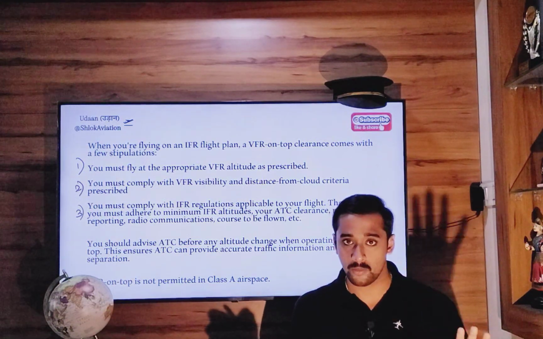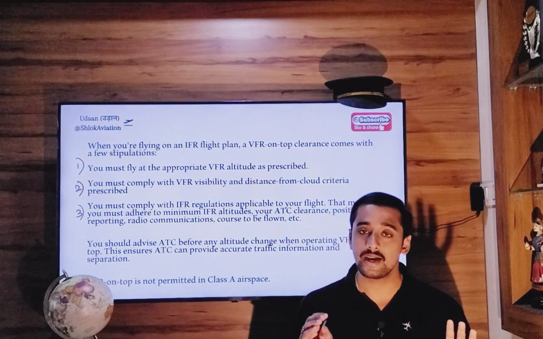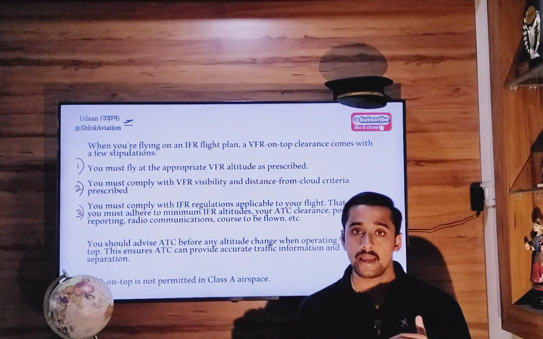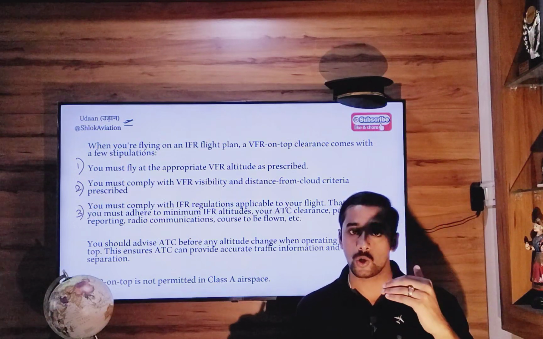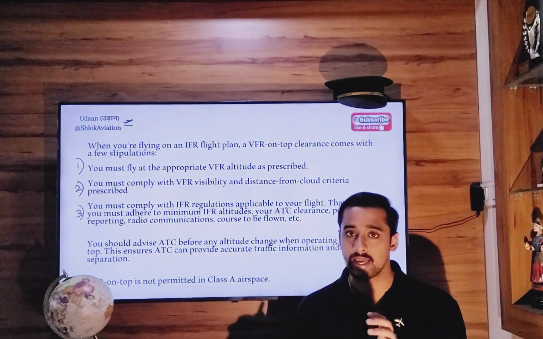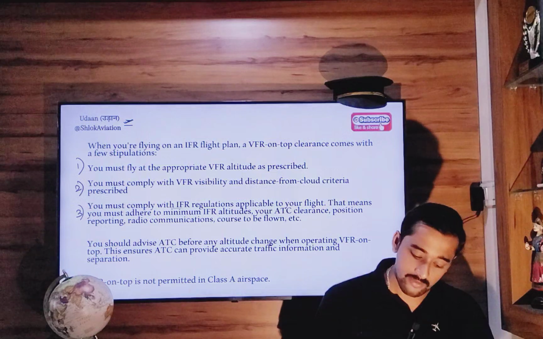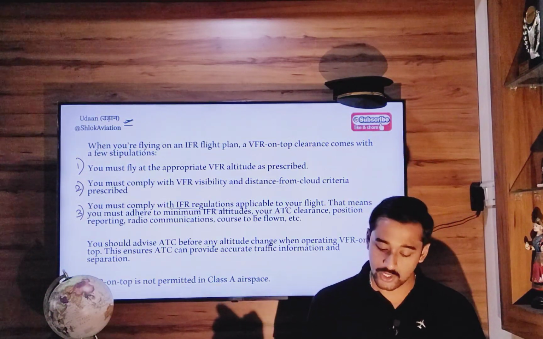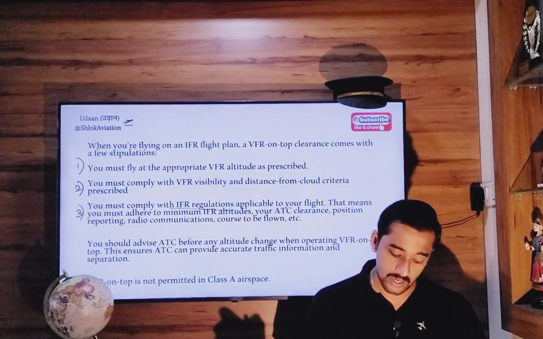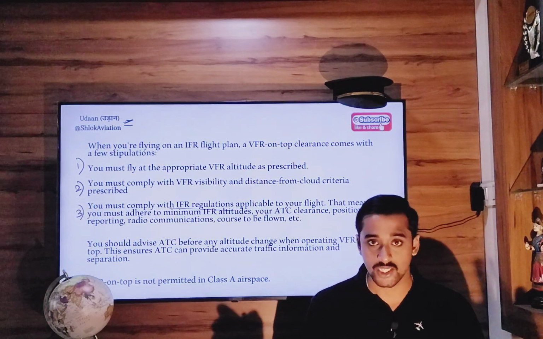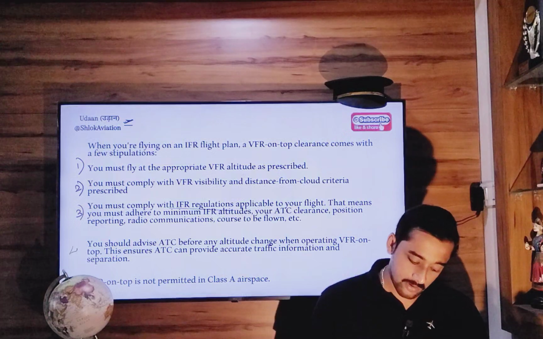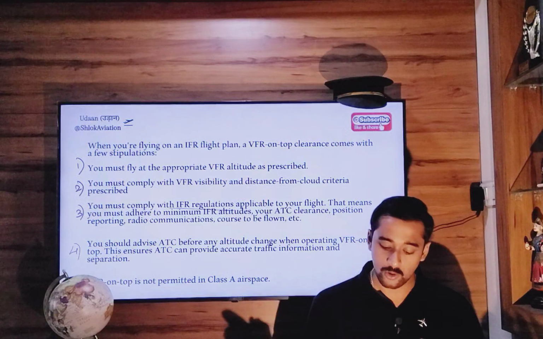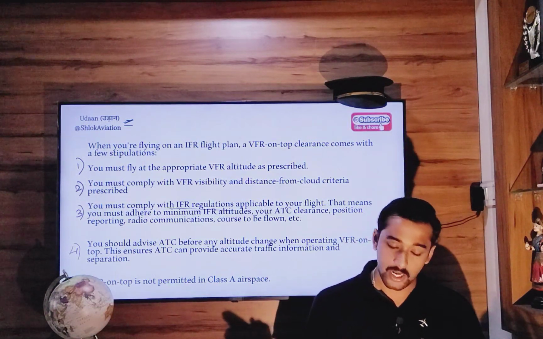While you are on VFR on top clearance, you are also bound to follow any other restrictions or regulations pertaining to IFR, like maintaining an altitude above minimum en route altitude, minimum vectoring altitude, like that. Okay, so you must also comply with IFR regulations. That means you must adhere to minimum IFR altitudes, your ATC clearances, position reporting, radio comms, course to be flown, etc. You should advise ATC before any altitude change when operating VFR on top. This ensures ATC can provide traffic information and separation.